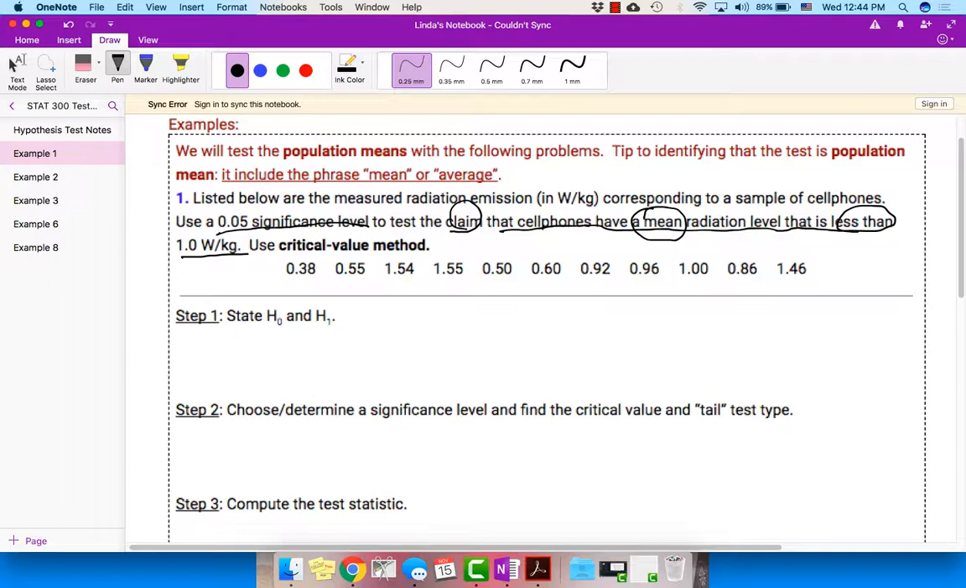Okay, so if you look at this list of numbers right here, this list comes from a sample. Okay, a sample of radiation emission from cell phones. We're going to use this sample to test the claim that cell phones in general have a mean radiation level that is less than 1.0. Here's another very important clue, the term less than. Remember I told you that you have to come up with 2 hypotheses for a test.